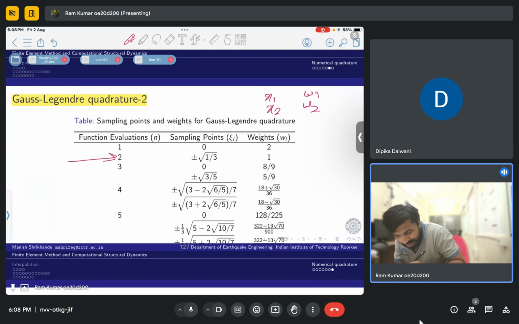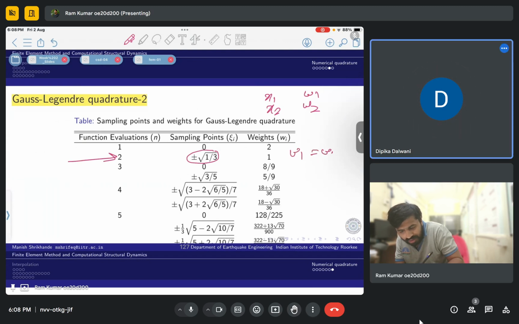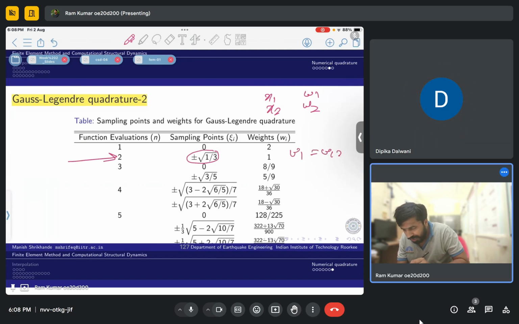X1 will be 1 by root 3, then X2 will be minus 1 by root 3, and W1 and W2 will both equal 1. Up to 5-point rules are given: 1, 2, 3, 4, 5.